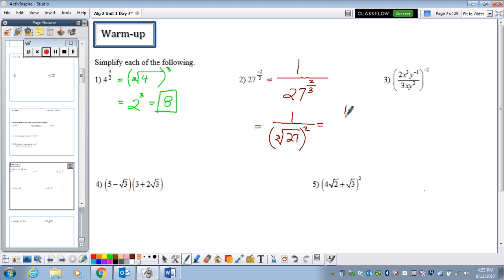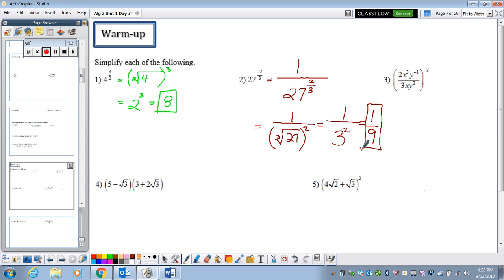Let's go ahead and evaluate the bottom of this. The cube root of 27 is 3. We're going to take that 3 to the second power. So our final answer is 1 over 9. Most folks, if they're getting this one wrong, they're forgetting that all of this work that they were doing with the 27 was on the bottom of a fraction. So make sure you give me 1 over 9 as your final answer.